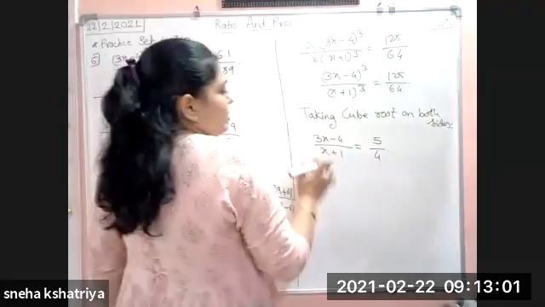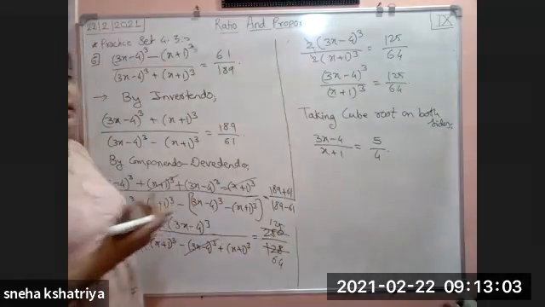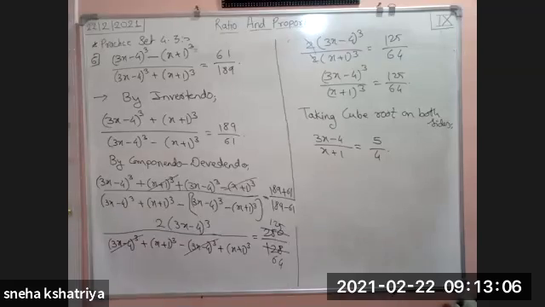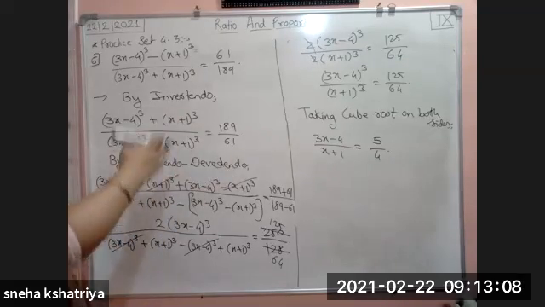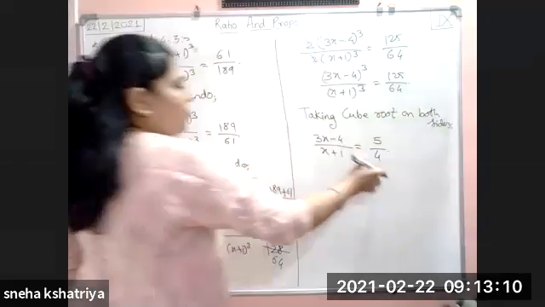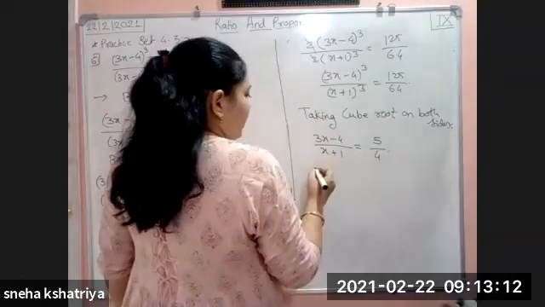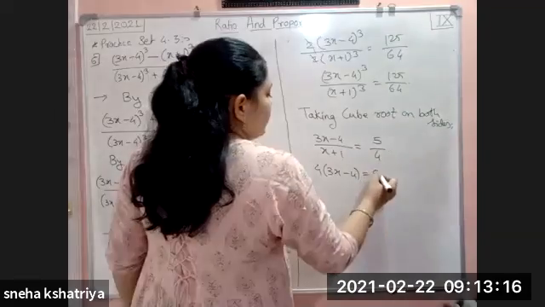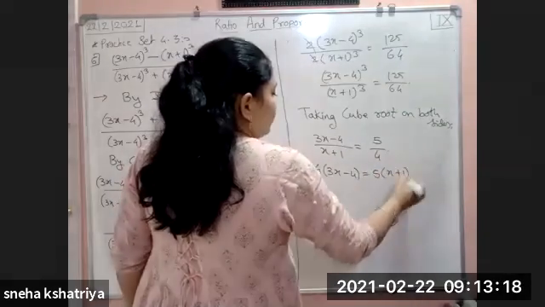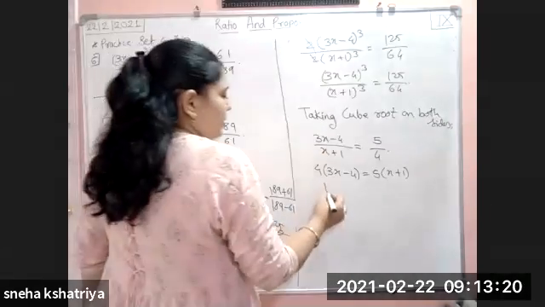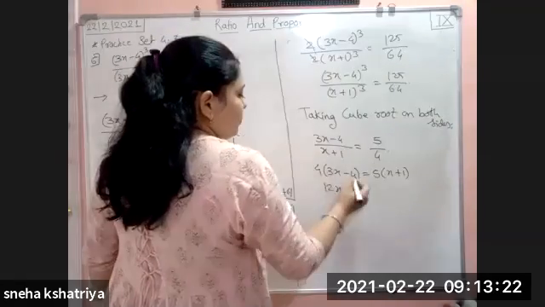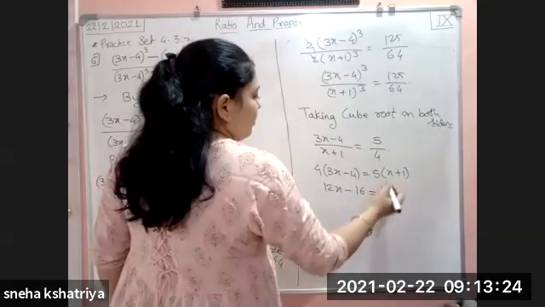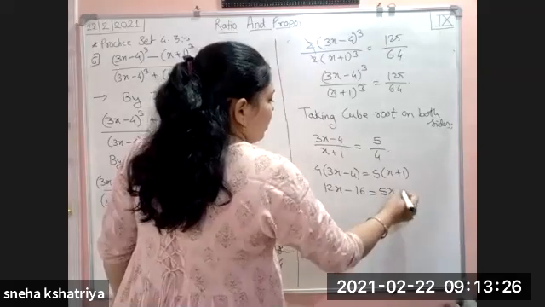Okay, now see here, this is the simple way we get examples. Now we will solve in the regular way. Just cross multiply and find the value of x. So 4 multiplies here, this multiplies there. 4 into (3x - 4) is equal to 5 into (x + 1). 4 3s are 12x, minus 4 4s are 16, which is equal to 5x + 5.